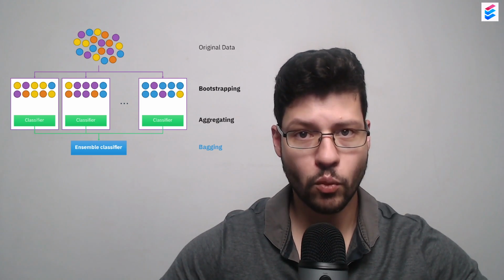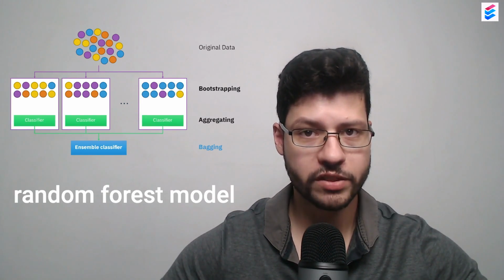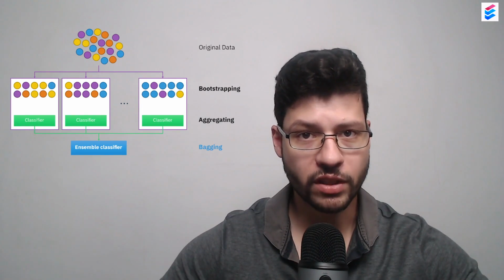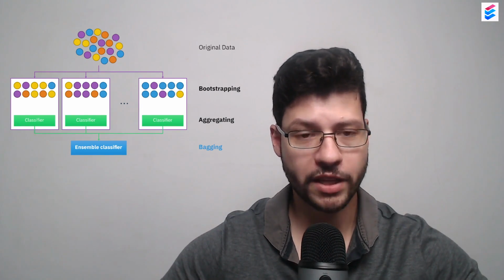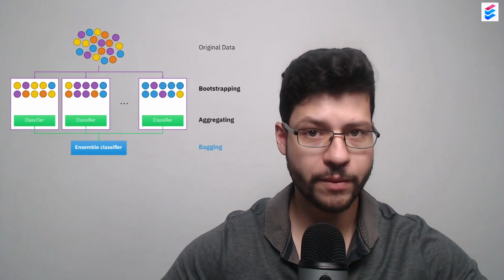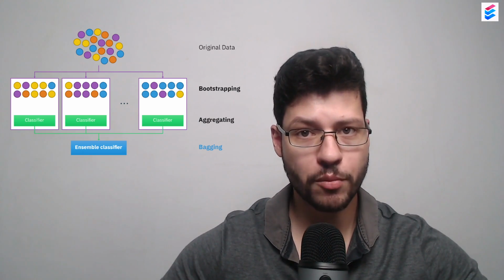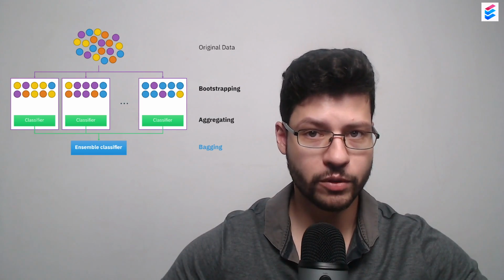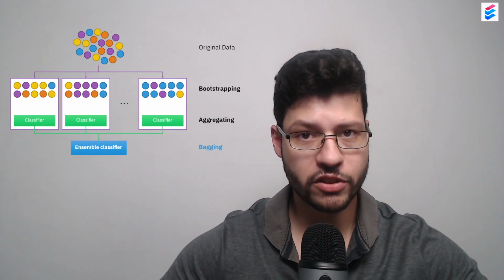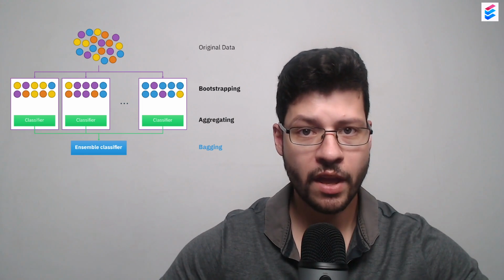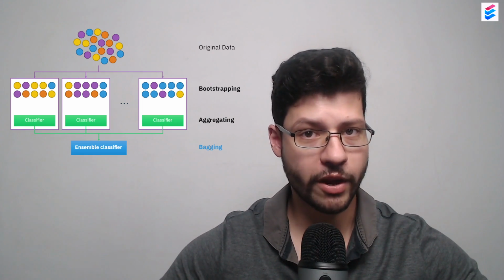A typical example of one such model is the random forest model. In a random forest model, we take our original data, we perform bagging to get multiple datasets we can use for training, and then we train a decision tree model on each one of those sample datasets. In the end, we combine the predictions of these decision tree models together and get the final prediction of our random forest model.